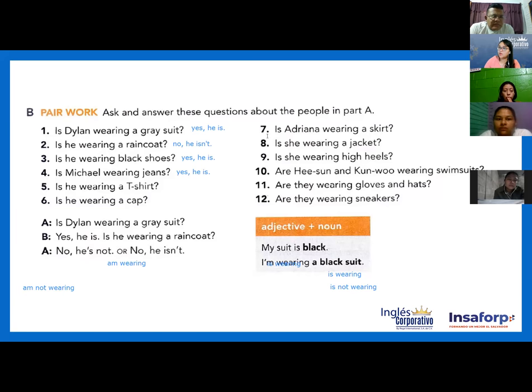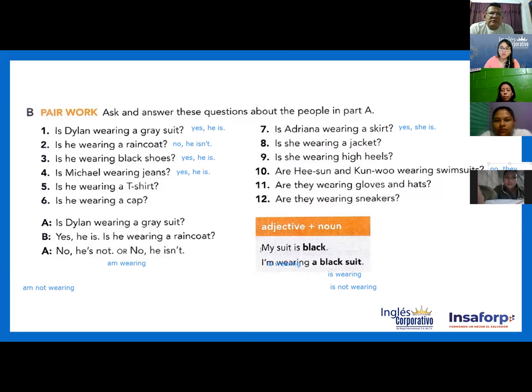Okay, vámonos con la number 7. Is Adriana wearing a skirt? Digamos que yes, right? Yes, she is. Oh, no, she's not, right? En el caso que sea, no. Vamos con la number 10. Are Hisung and Kung Wu wearing swimsuits? Digamos que no. No, they aren't. Okay, y las demás are the same.